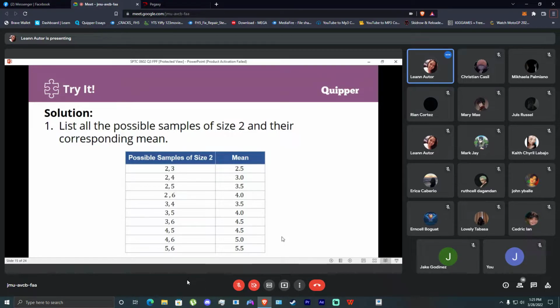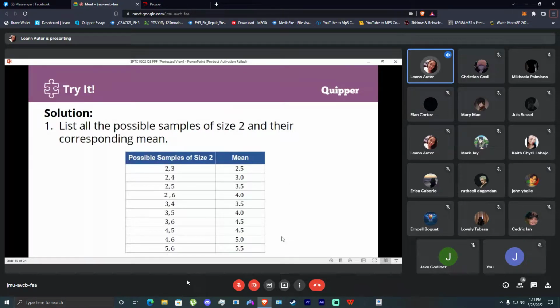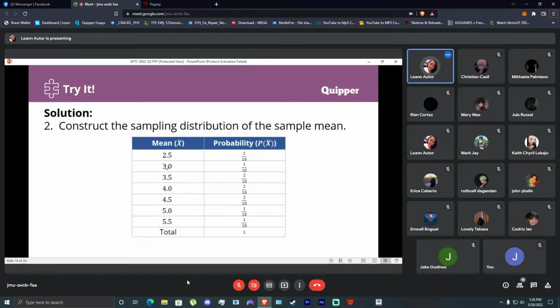This is some of the possible samples of size 2. Next, we are going to construct the sampling distribution of the sample mean. Given these means, some of the means are repeated, so we don't need to repeat them. So we list each once, like this: 2.5, 3, 3.5, 4, 4.5, 5, and 5.5.